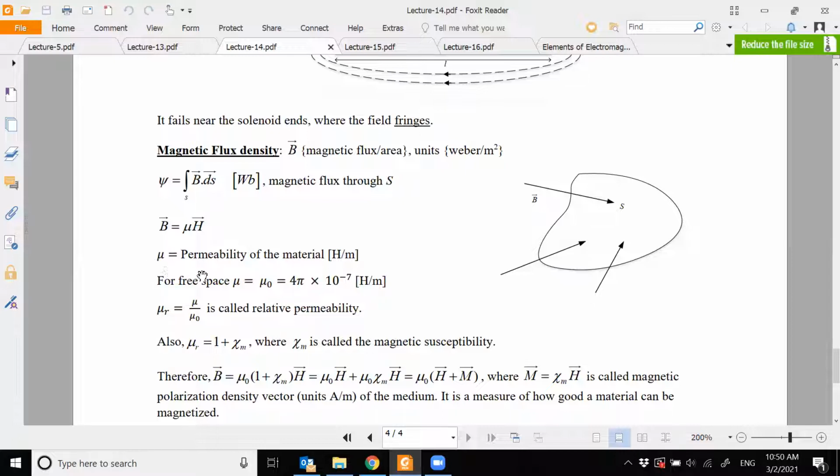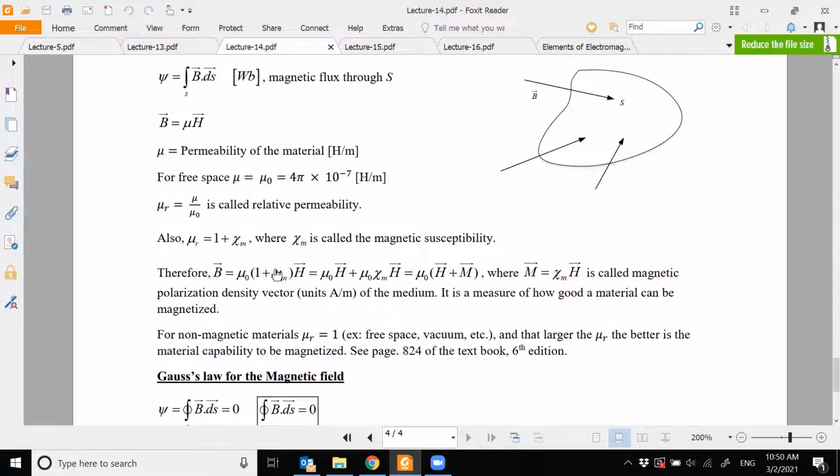So here we are now introducing another property of a material, which is called the permeability. And for free space, it is mu 0, and it is a measured quantity, which is 4 pi times 10 to the minus 7 Henry per meter. And similar to permittivity, here also you have a relative permeability. In the electric case we have relative permittivity, epsilon r, and here it is mu r. So mu r is mu over mu naught, and mu naught is for the free space. Therefore mu r also takes a constant value.